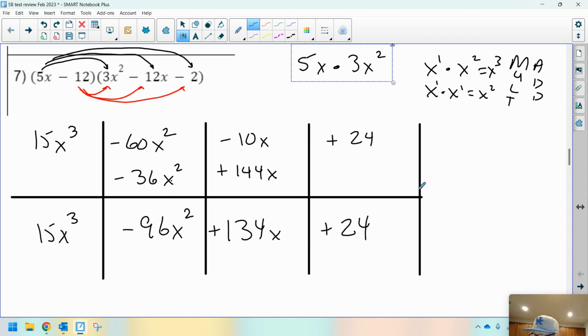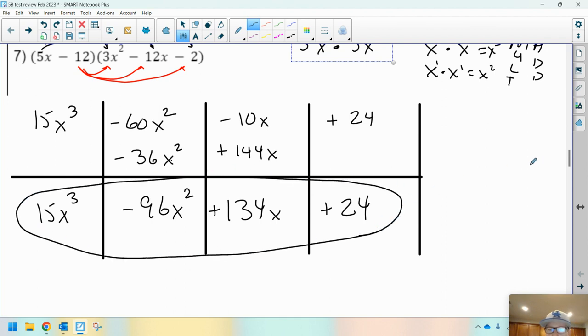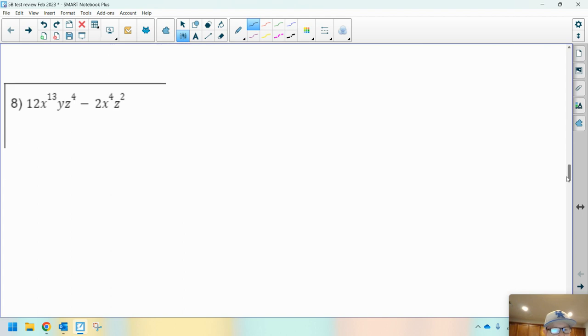We are doing number 7. I just want to make sure I got it right because I did these before. We have 15x to the third minus 96x squared plus 134x plus 24. We have a bingo, we are correct here. So this would be your answer. You would put this all together as your answer without the lines in between.